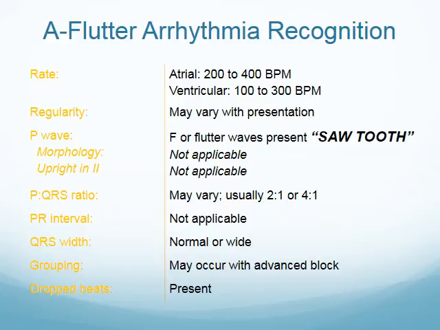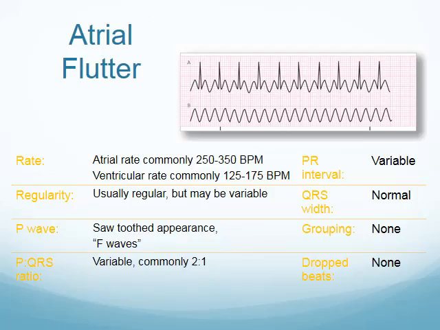So recognizing atrial flutter, remember most commonly seen atrial rate is going to be 300 beats a minute, and then with a 150 beats per minute ventricular rate. The regularity may vary, but it's usually fairly consistent. We don't see any P waves. We see, remember, our sawtooth pattern or flutter waves. It's usually 2 or 4-to-1 conduction. There are drop beats, and there can be grouping of the QRS complexes if the AV block is advanced.